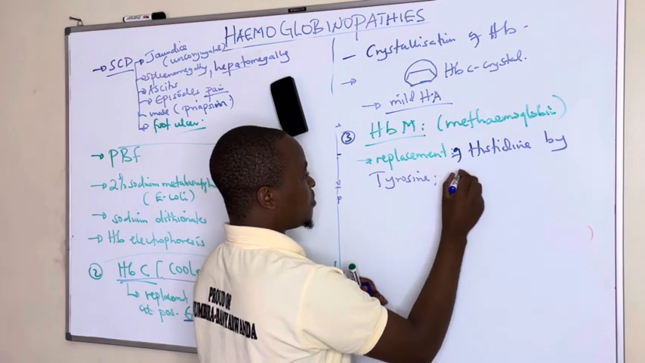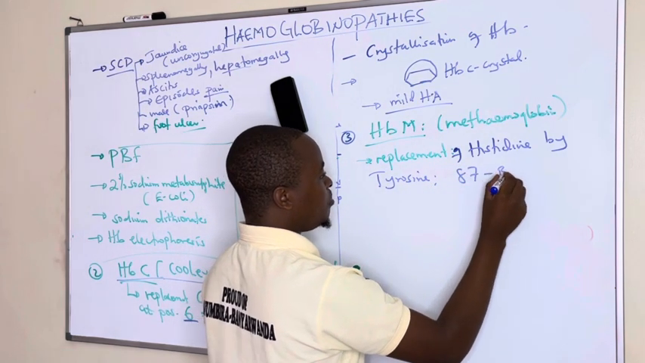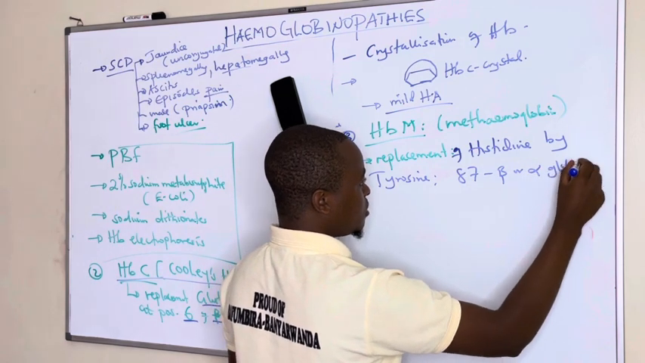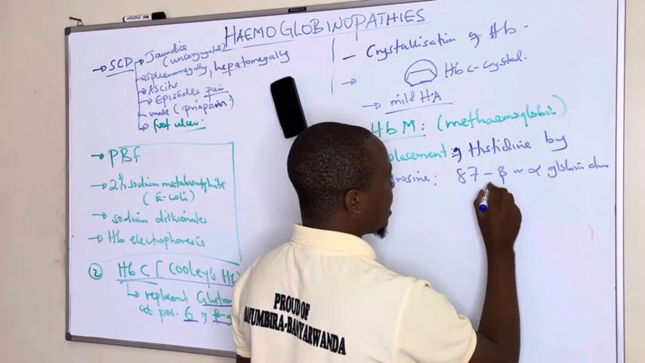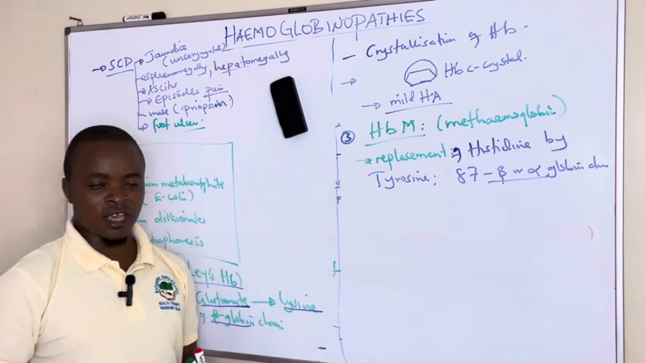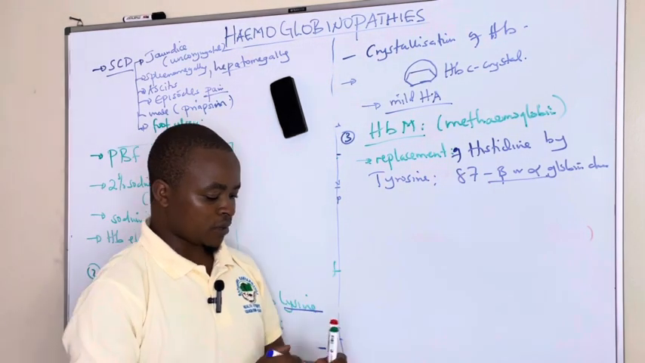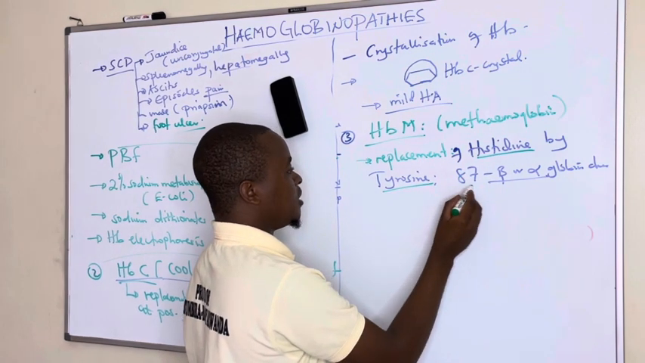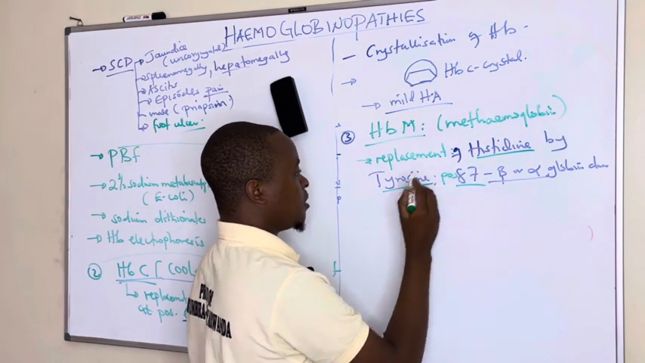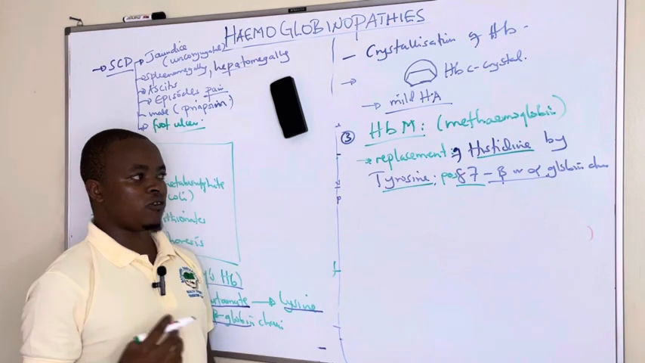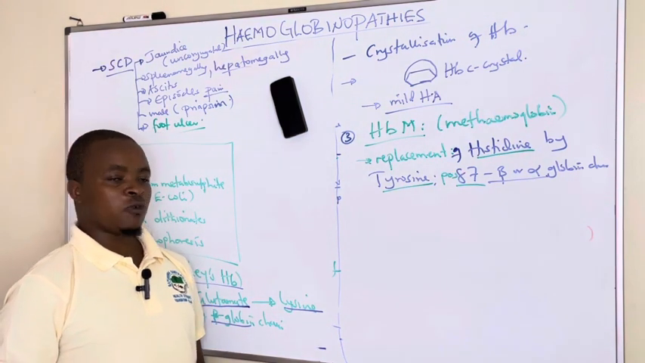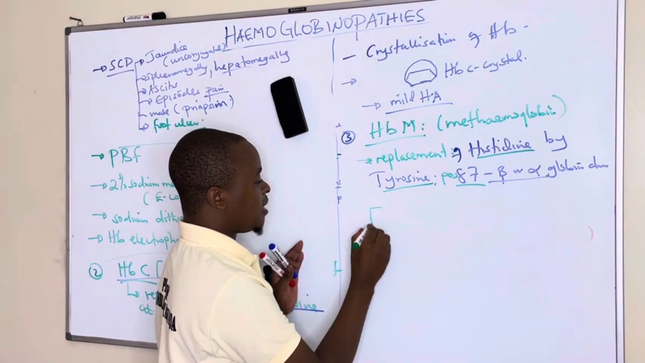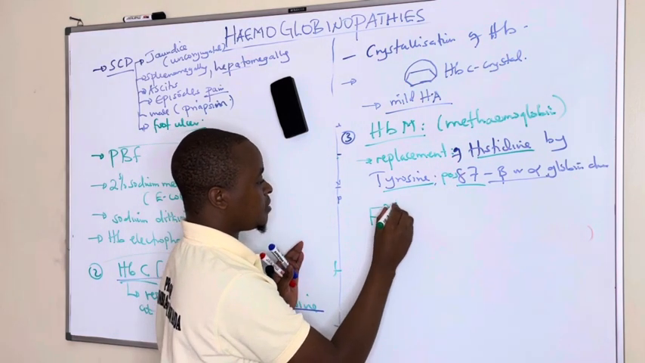And this one occurs at position 87 of the beta or alpha globin chain. So this is the only one that can occur on both globin chains, either beta or alpha. But we are saying we are replacing histidine by tyrosine at position 87 of the beta or alpha globin chain. And whenever there is this replacement, we normally see that the heme has iron in ferrous state.